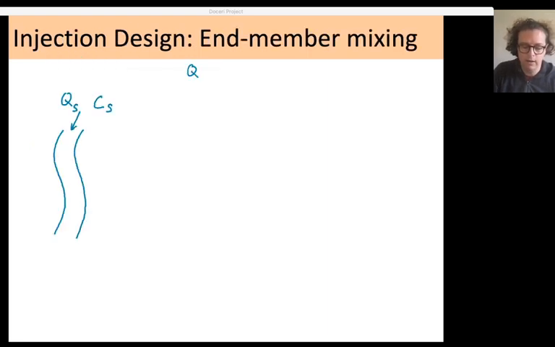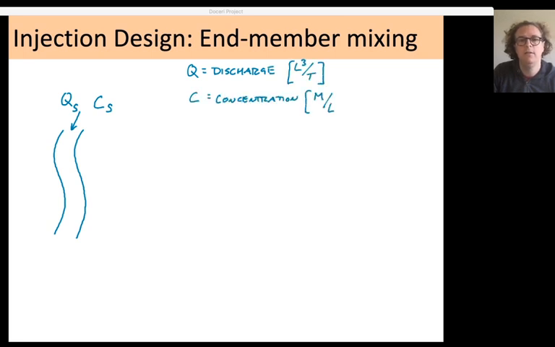Now, how do we know what to inject? The strategy here is going to be to use an end member mixing calculation. And I'll walk you through this. So we're going to use Qs to represent volumetric discharge rates and Cs to represent concentrations in units of mass per cubic volume or per cubic length.